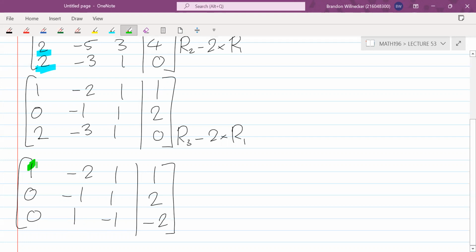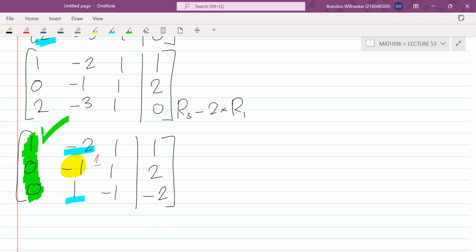Okay, so if we look at the first column, we get 1, 0, 0. So we're done with the first column now. Now we move on to the second column. The second entry in the second row here, we need that to be a 1. The number above and the number below, they must be zeros. Okay, so let's do the first bit. To get the minus 1 to become a plus 1, we can multiply through by negative 1. So we can take row 2 times minus 1.